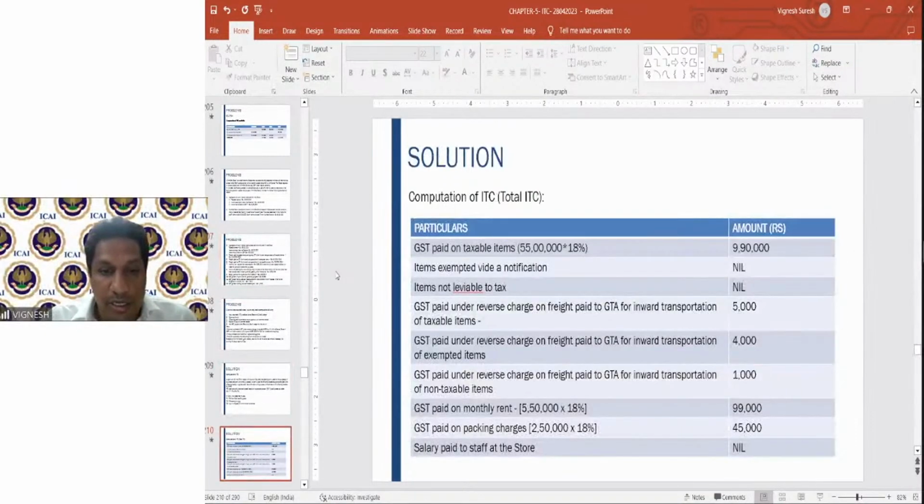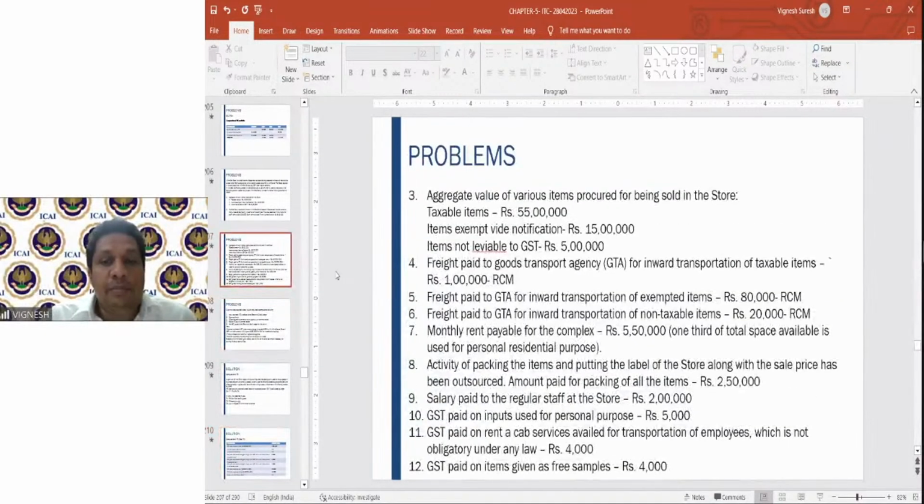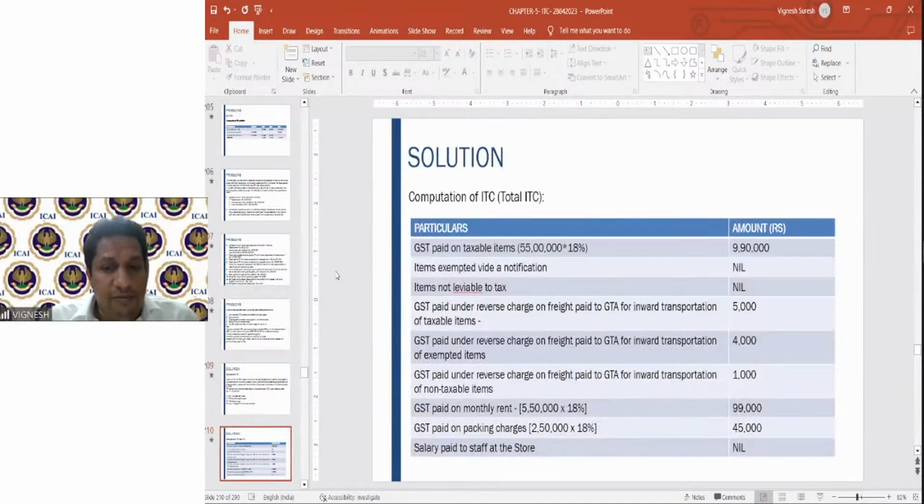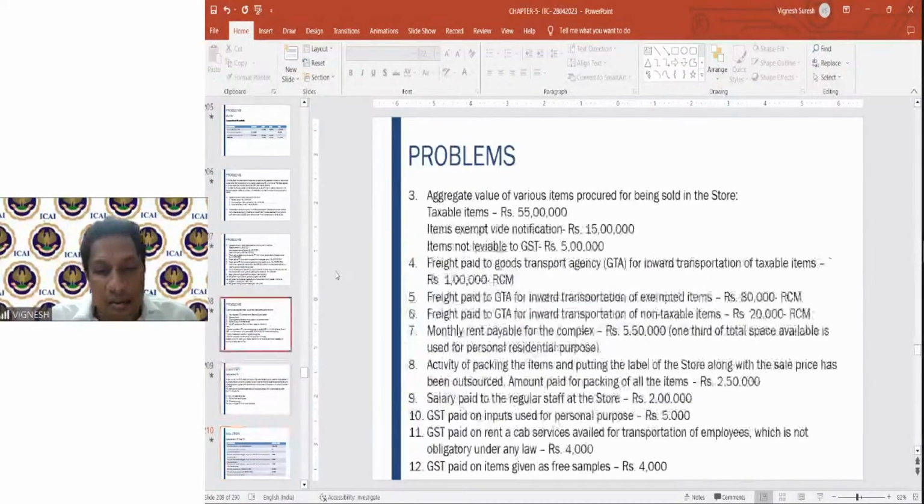So that you take into consideration. Then you also pay monthly rent of 5,50,000. Sir, 1/3 is used for personal. We'll come to that later. First, we are calculating the total input tax credit. So 5,50,000 into 18%, 99,000 will be taken.